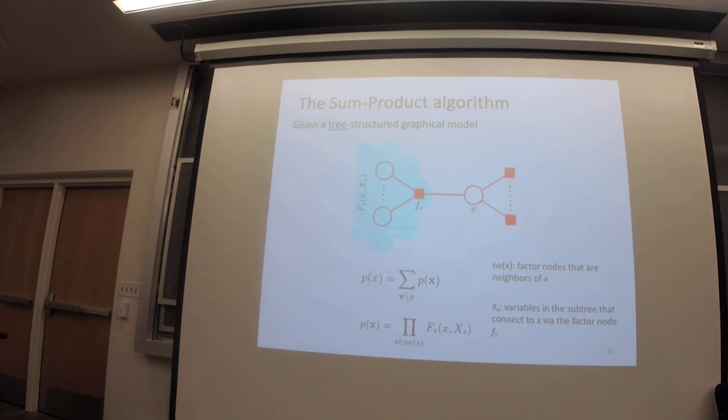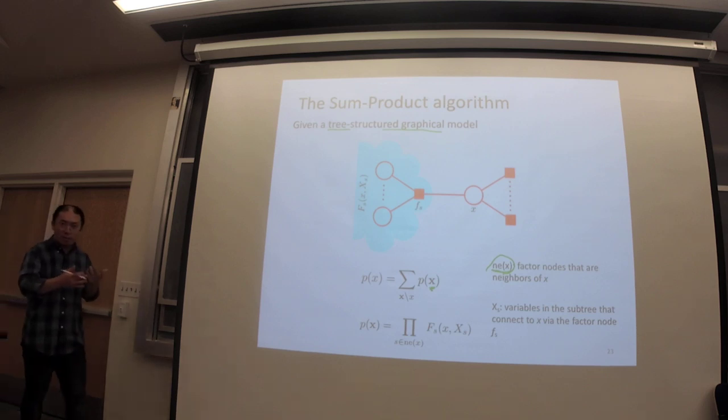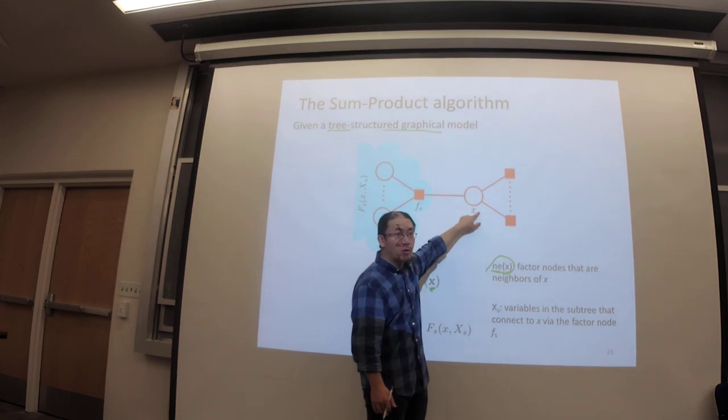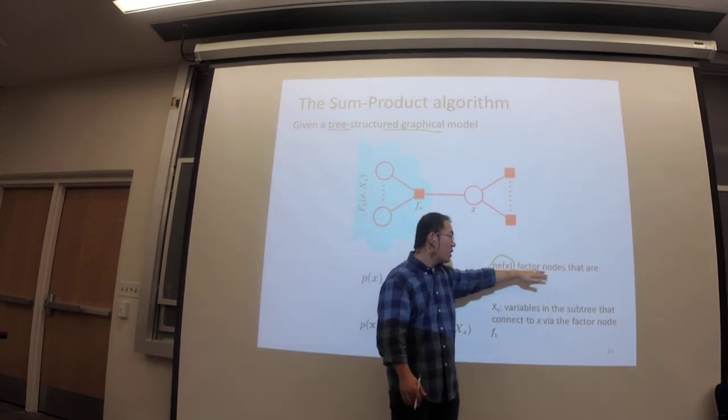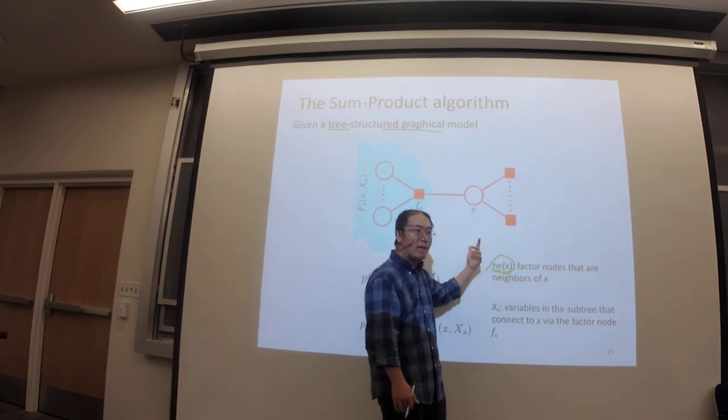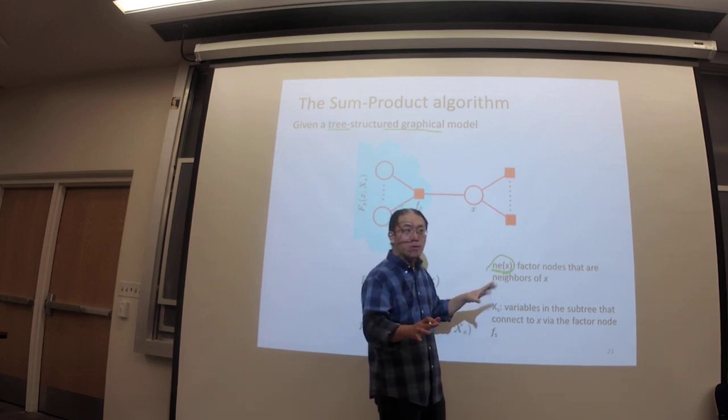Now suppose we are given a tree structure graphical model, and this is just a snippet of this model. Our goal is to compute the marginal distribution for a node x. We use bold X to represent all random variables in your factor graph, and we denote the neighbors of x by ne(x). NE is neighboring, right? Remember, because our factor graph is defined as a bipartite graph, all the neighbors of a random variable must be factors. So ne(x) must be all factor nodes. Similarly, ne(f) of some factor node must be all random variables. Keep it in mind.